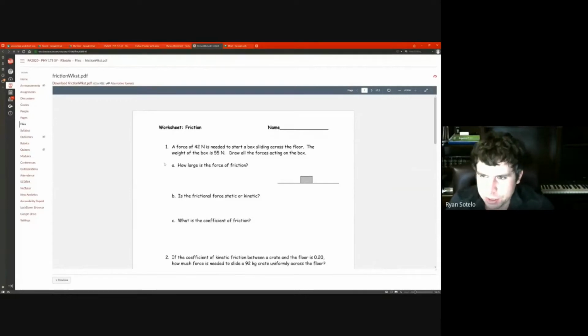Push to the right at 42. That's the max that the static can do for all the forces. So A, how large is the force of friction? It would be 42. It'd be matching us.